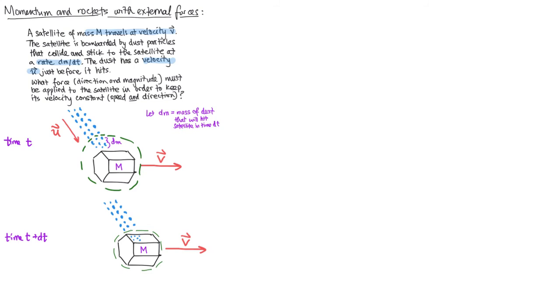So now I can write down the momentum of my system before the collision. In other words, what is the momentum of the system at time t? That's going to include the satellite and its velocity, but it's also going to include that little amount of dust times its velocity.